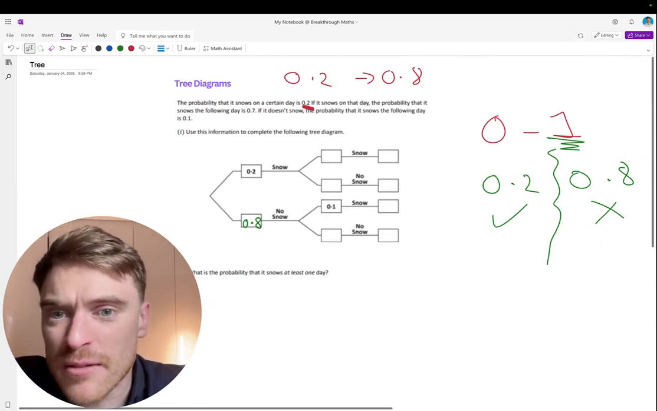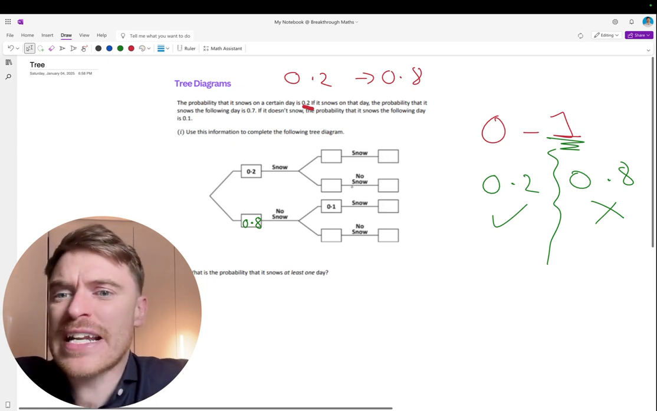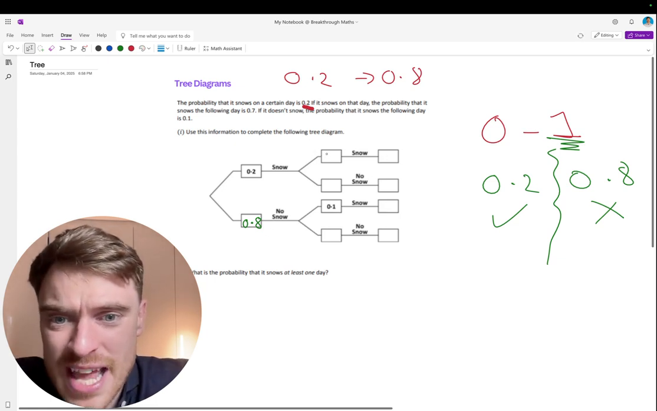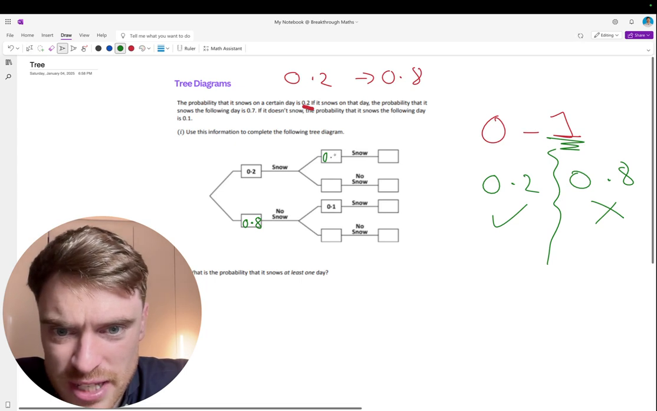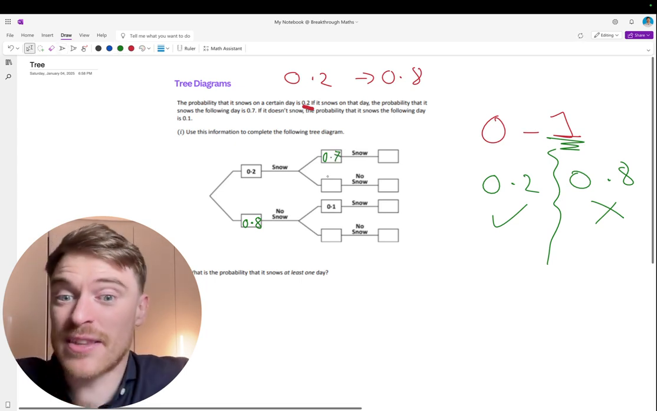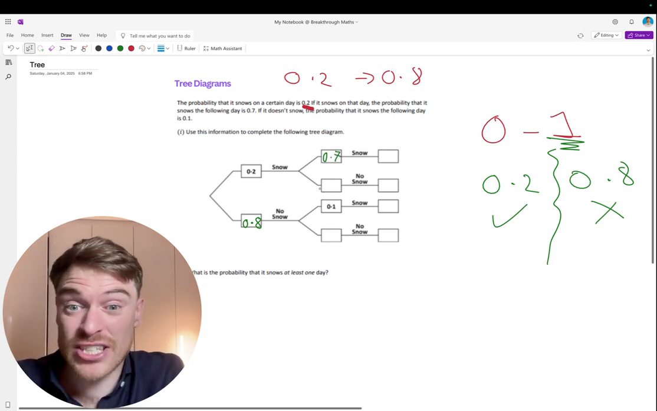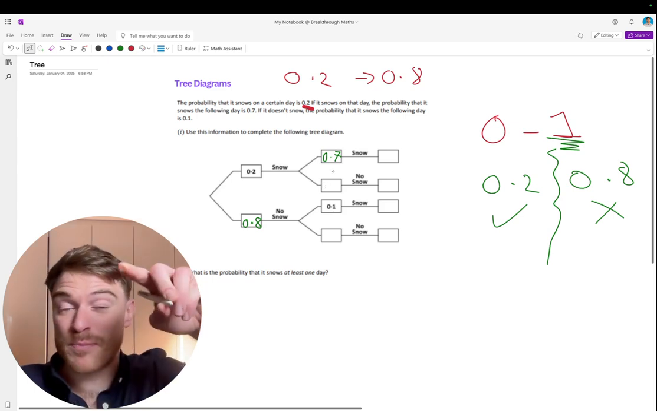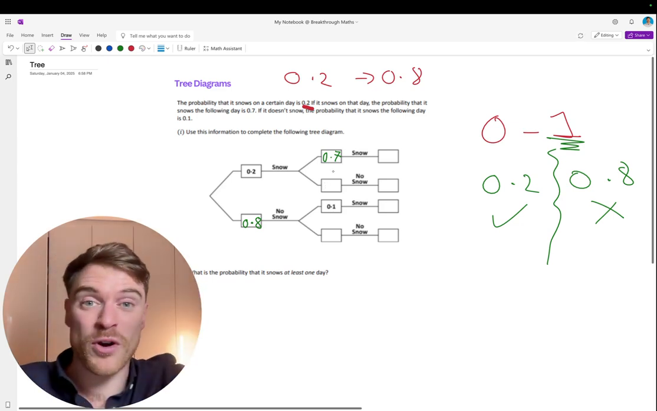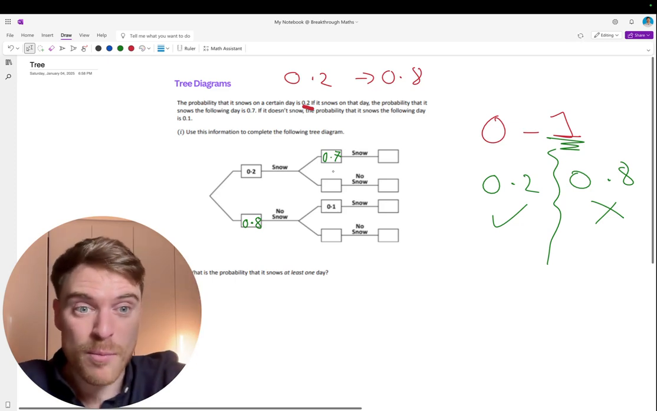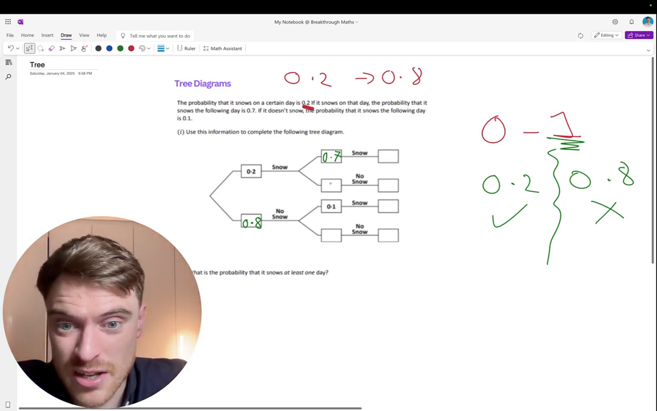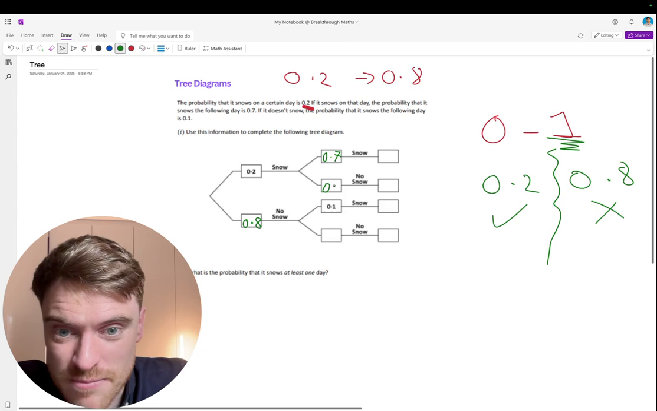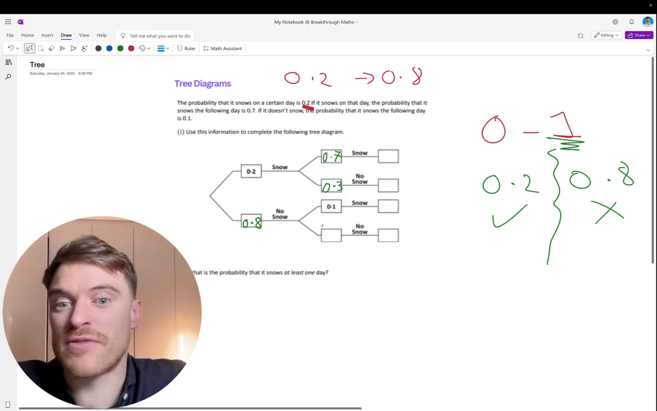We'll fill it out from here. If it snows on that day, the probability that it snows the following day is 0.7. So we'll just put 0.7 here. And then what goes in here? That it doesn't snow? Because 0.7 up to 1 is just 0.3. Yeah, and 0.3 and 0.7 give me 1. That is how you fill it out.